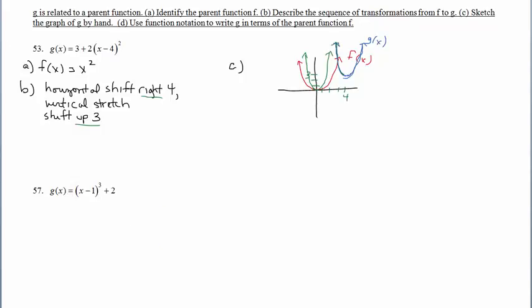All right, part D. Use function notation to write g in terms of the parent function f. So we've done that. So let's see. g of x equals, okay, the function notation is embedded right here. So the plus 3 can just come through. Okay, and then the 2 would be on the outside of our function. I'm going to change to the function notation. Okay, and then I also have the x minus 4 that I need to consider.